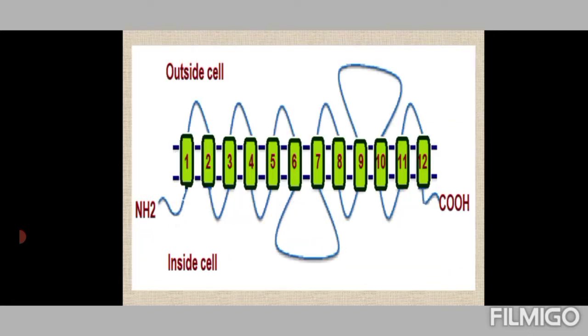Now, GLUT are integral transmembrane proteins, as you can see, and contain 12 transmembrane-spanning helices, with both the amino group and carboxyl group termini exposed to the cytoplasmic side of the plasma membrane.